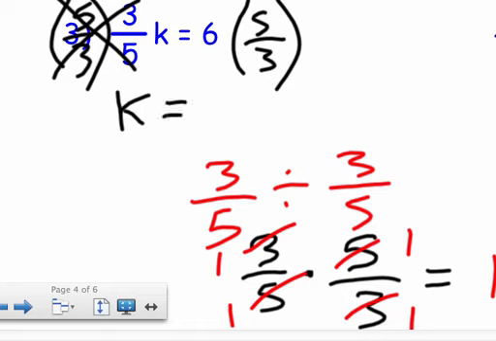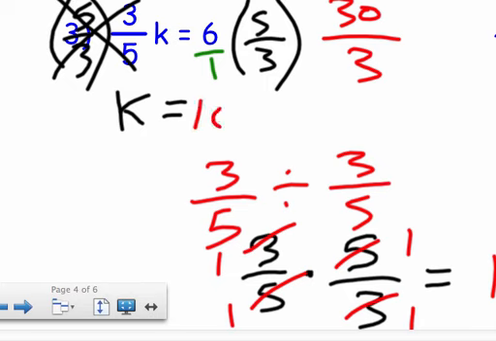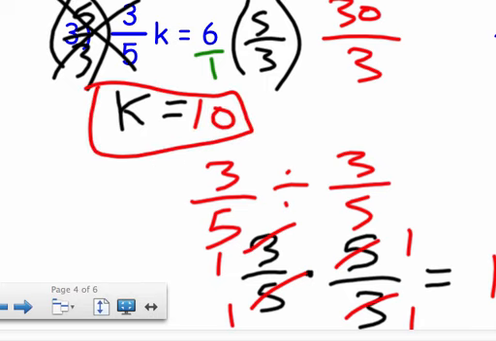Well, 6 is really 6 over 1. And I can just multiply across. 6 times 5 is 30 over 1 times 3, which is 3. And then divide there, which is 10, right? 30 divided by 3 is 10. Or I could have cross canceled. 3 goes into 6 2 times. So it's 5 times 2 is 10 over 1. So I get the same thing, don't I? But just remember, multiply by the reciprocal when you're dividing by a fraction.